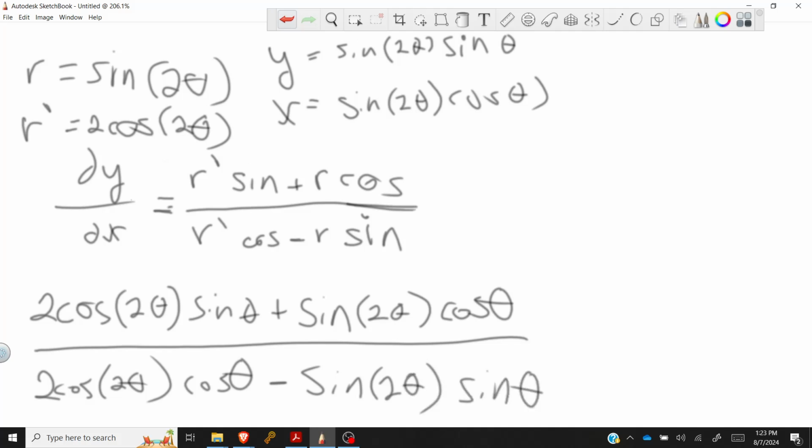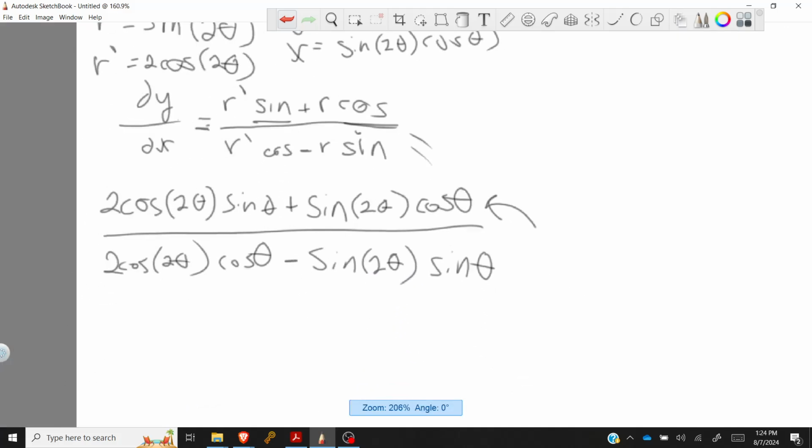So you can see here I'm using this form, and this is our r primes, and these are our r values. So let's try to simplify this. This is equal to dy dx. So we want to set this top portion to 0, but that answer is not very intuitive at this moment, so let's simplify as best as we can.